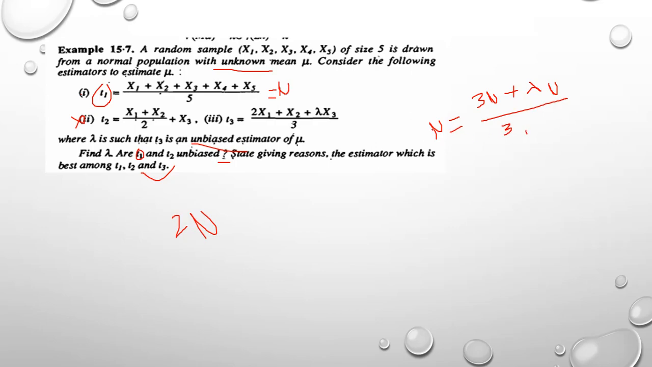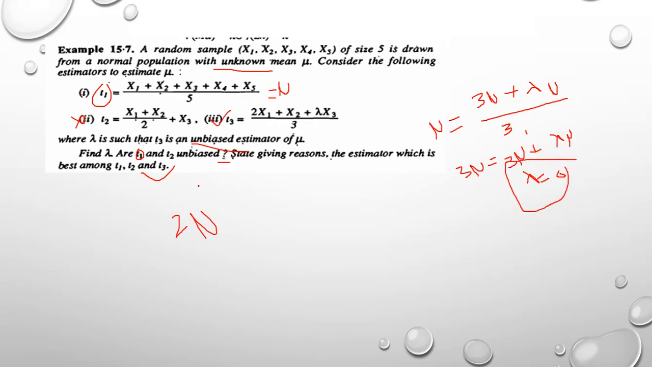When you cross check these conditions, finally what you got is 3 mu equals 3 mu plus lambda mu. Here the value of lambda is 0. Lambda is 0. So it is also an unbiased estimator. It is also an unbiased estimator.